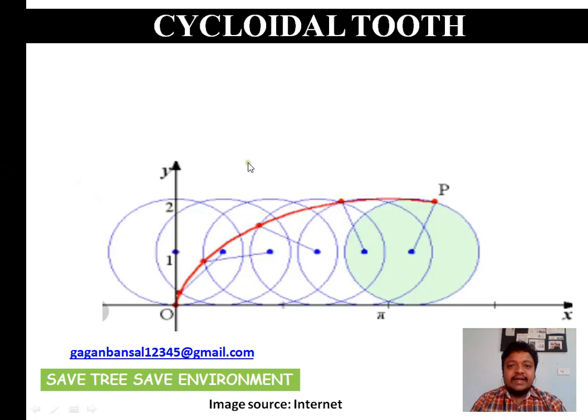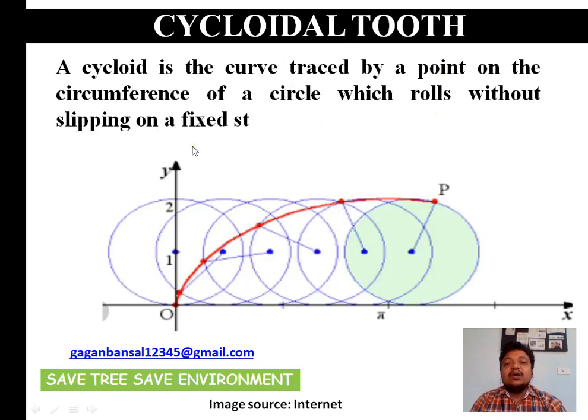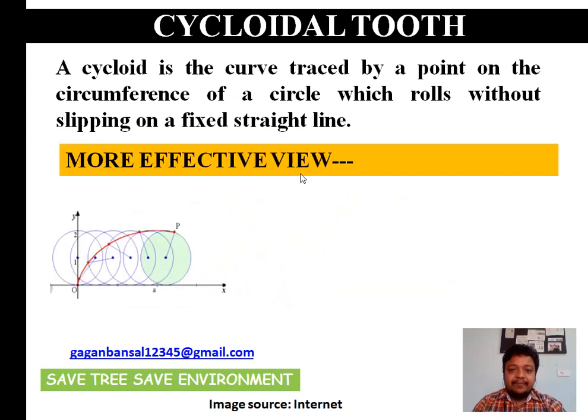So in short, what is a cycloidal tooth? A cycloid is the curve traced by a point on the circumference of a circle which rolls without slipping on a fixed straight line. Suppose we have taken any point P on the circle, and if we roll, the path that this point P will trace, the locus, will be the cycloidal profile. Let me demonstrate.